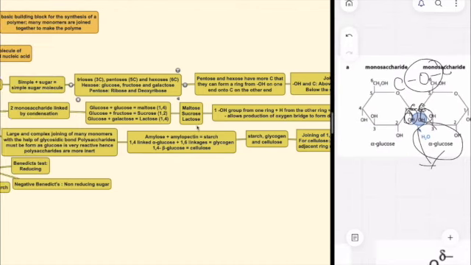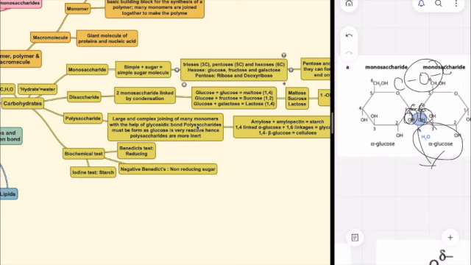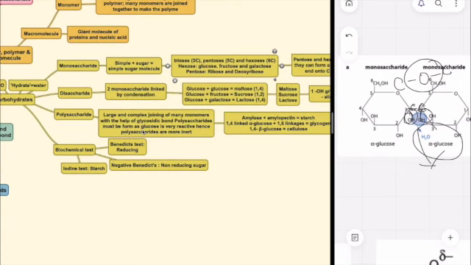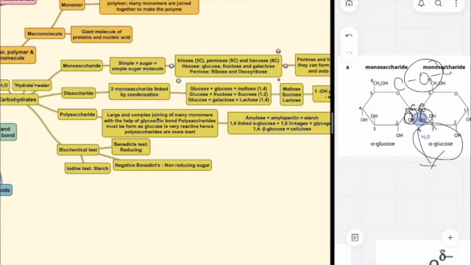Alright. So next is polysaccharide. Polysaccharides are large and complex joinings of many monomers with the help of glycosidic bonds. Glucose is very reactive, so whatever is in disaccharides, such as glucose and so on, has to be formed into polysaccharide, which is the end product of carbohydrates, because glucose is very reactive.